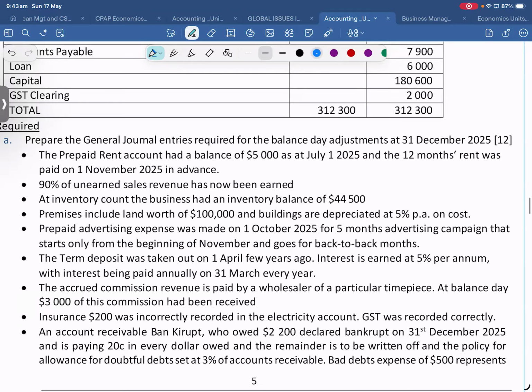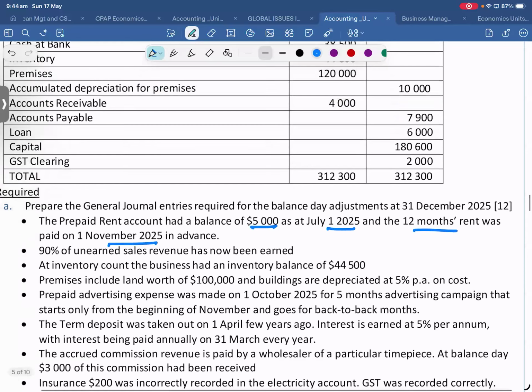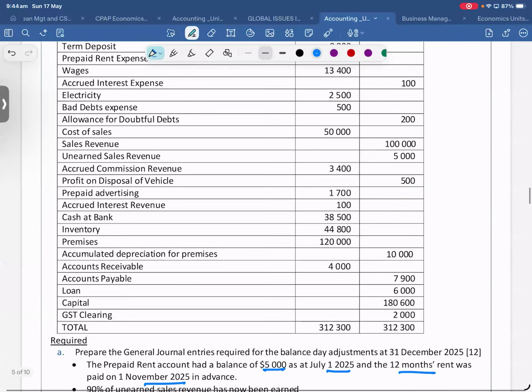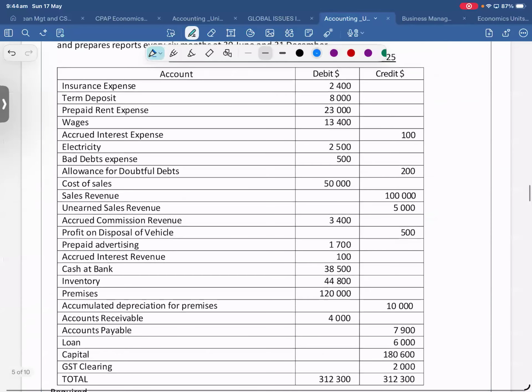Right. Prepaid rent at a balance of 5,000 as at 1st July 25. That means when they start the period, this is because they were preparing semi-annually, and the 12 months rent was paid 1st November 25 in advance. Then how much is the rent expense? So shall we go to the prepaid rent?